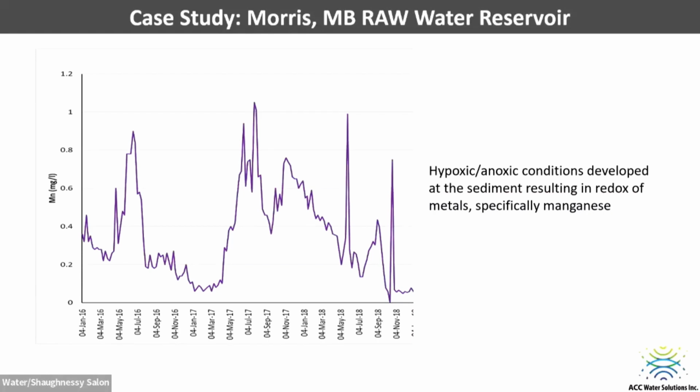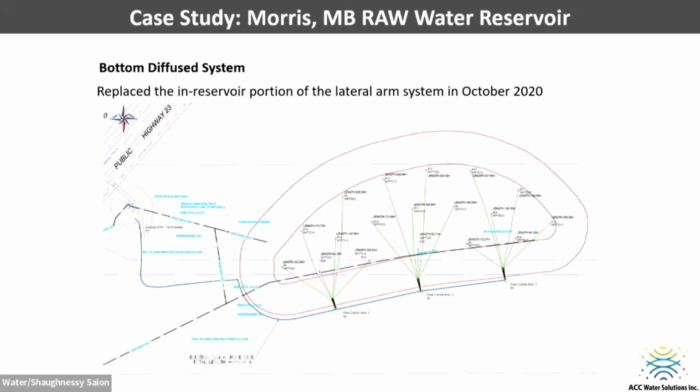So we came back to them and said, the way that you solve this problem, or manage this problem, because you're never going to solve it all the way, the best way to manage this problem would be upgrading the in-reservoir portion of your aeration system so that we get full mixing, which is what we did.